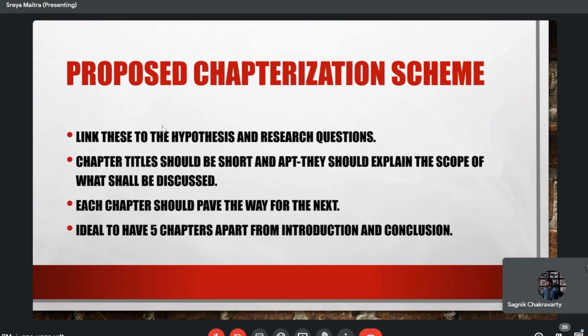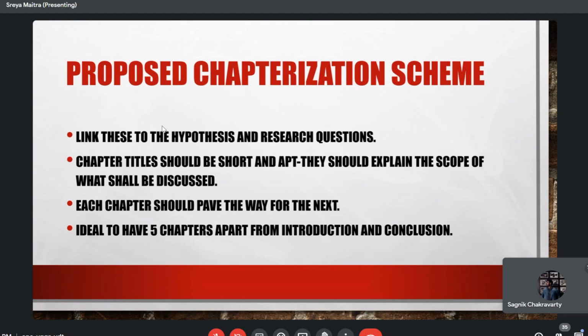Usually, these should be linked with your hypotheses and your research questions. So, 5 hypotheses, 5 research questions, 5 chapters. Chapter titles should be short and apt. They should explain the scope of what is being discussed. They shouldn't sound like catchy titles of journalistic writing. They should be like, chapter one can be locating the theoretical framework of something, or it can be historical analysis of so and so. And the title should be such that each chapter should pave the way for the next.